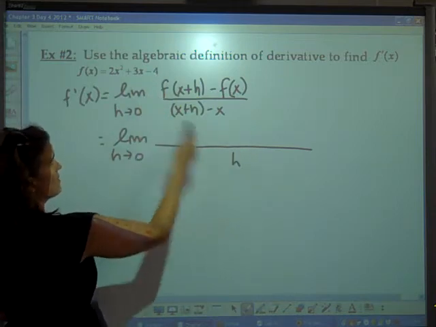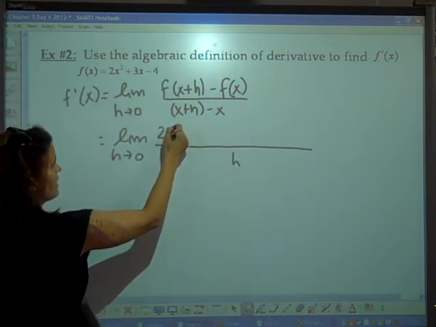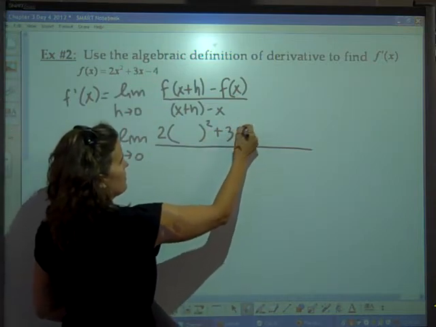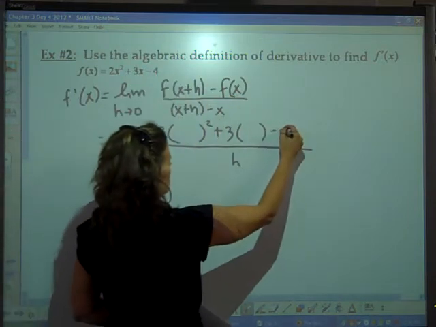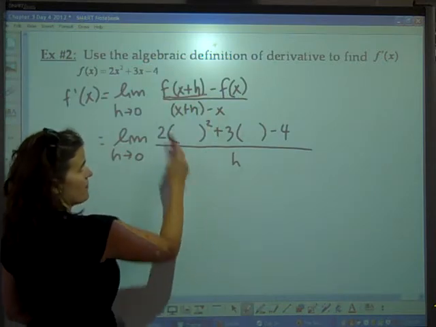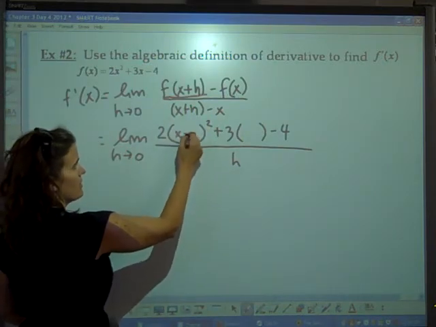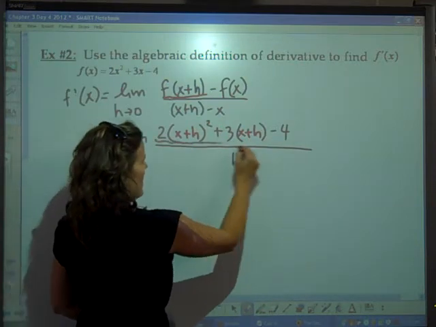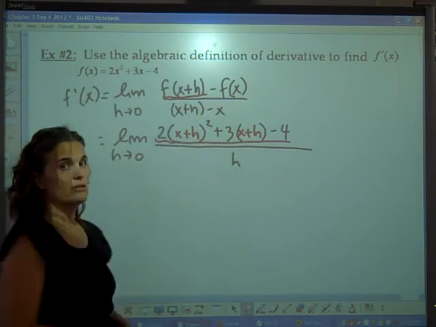Okay, this one's going to be a lot longer than the last one. So this is 2 times that stuff squared plus 3 times that stuff minus 4. All of that is f of x plus h. So x plus h quantity squared, x plus h. So all of that is the f of x plus h.